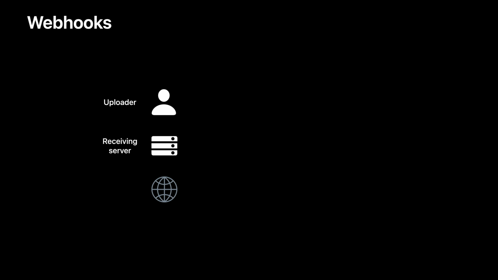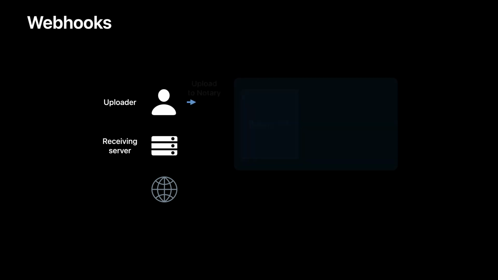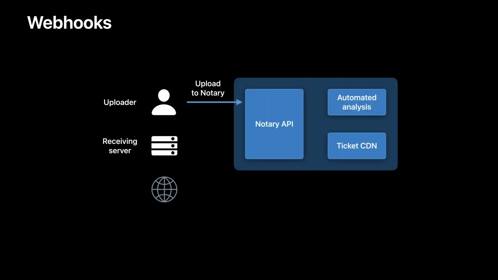In the webhook workflow, the process is largely the same, but this time you'll provide a webhook URL in the initial request to upload. Details on the format can be found in the documentation for the Notary REST API. As before, this will trigger the Notary service to analyze your submission. As the automated analysis concludes, tickets are created and the final status is saved. Once complete, the Notary service will call out to the webhook URL provided. The contents of this call include the submission ID, the team ID, and a signature to verify it came from us.